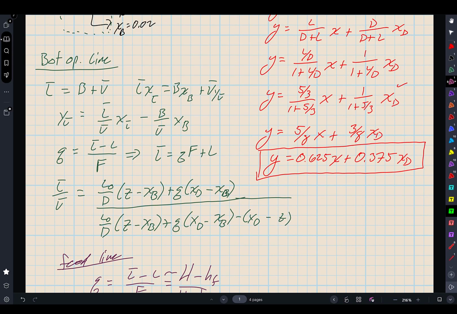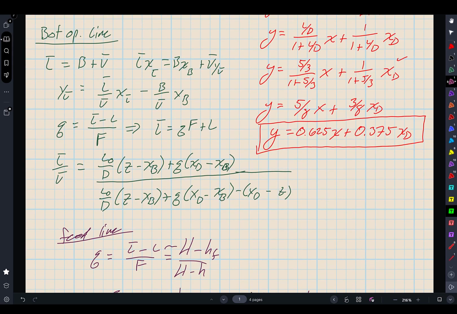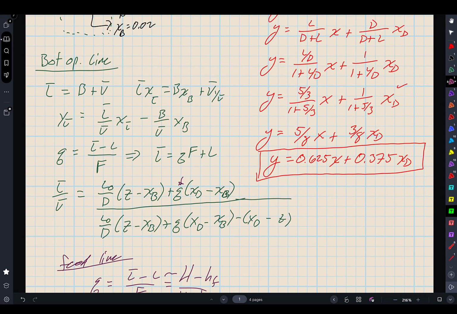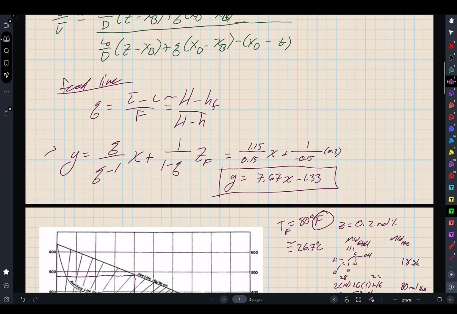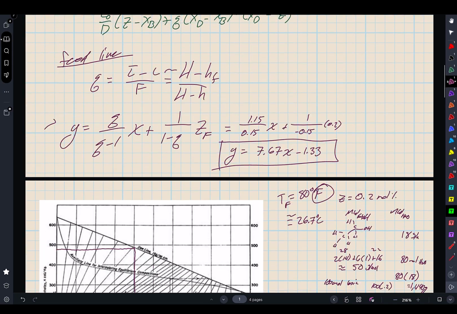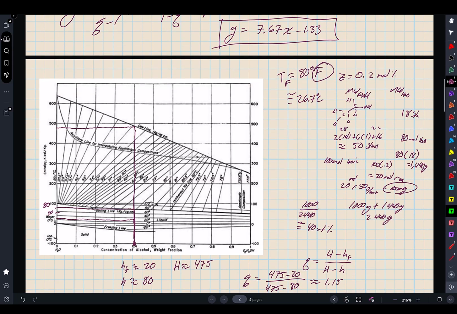However, you just want to note that you can go in and plug these values in. Since we have our xb, xz, and now we have our q, we can plug into here and figure out our L over V and solve mathematically how to get our bottom operating line. However, this takes a lot of time. It's easy to do with a computer calculation, but if you're looking at a graph, there's a much simpler approach which I'll show right now.